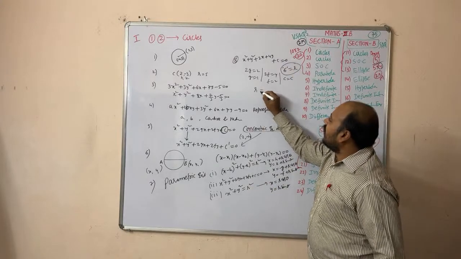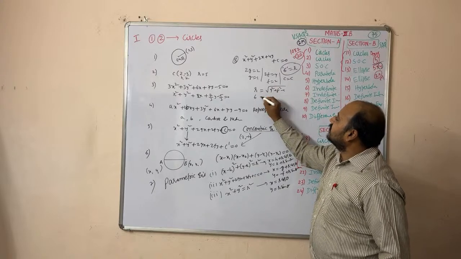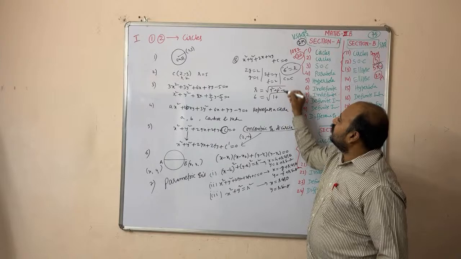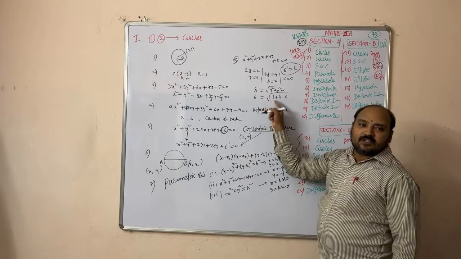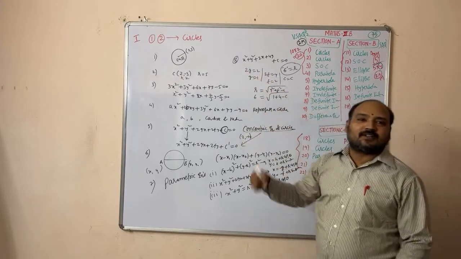Radius formula, write it. r is equal to root of g square plus f square minus c. r value substitute 6. Root of g square 1 square, f square 2 square 4, minus c. After squaring on both sides and simplifying, c value will come. This type of question also has chances, dear students.